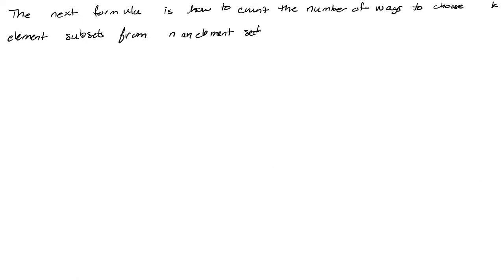All right, the next formula is how to count the number of ways to choose k-element subsets from n-element sets. In a combinatorics class, you always get this from how to select your basketball teams. But you have seen this before in 206. You saw it with Colonel Watts.